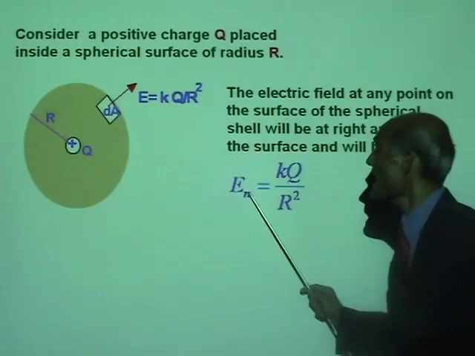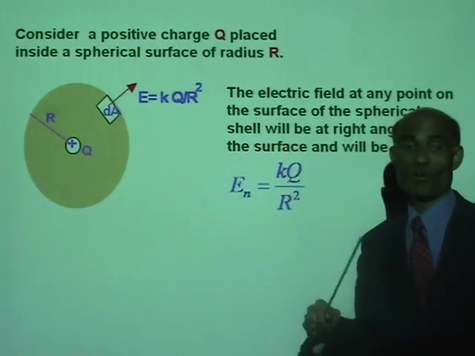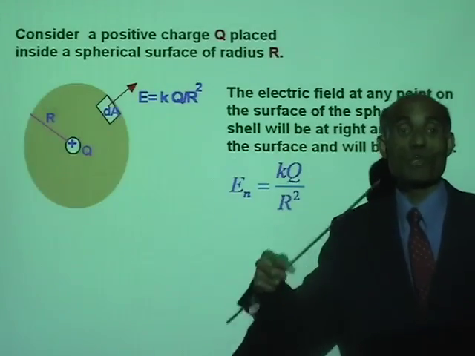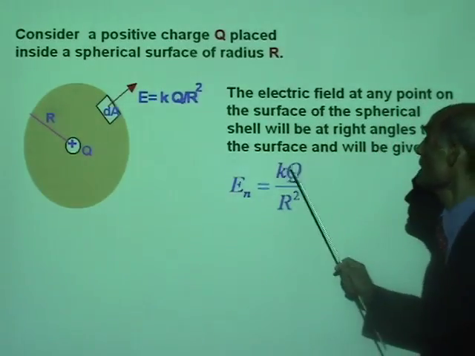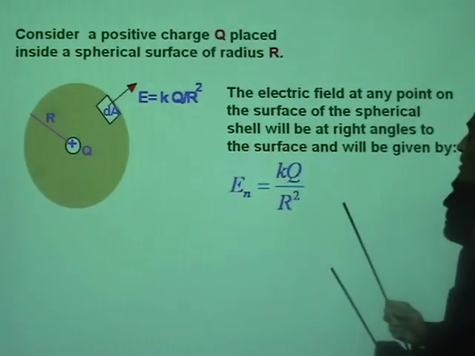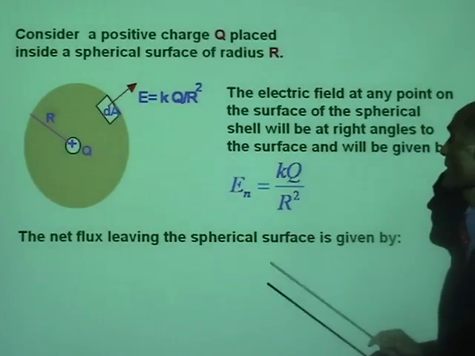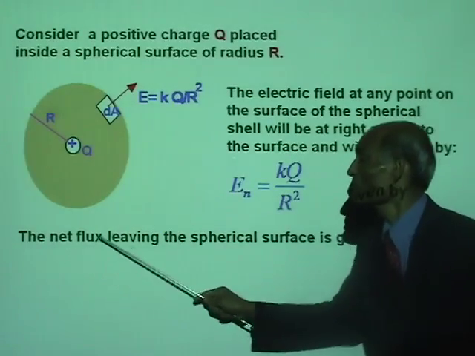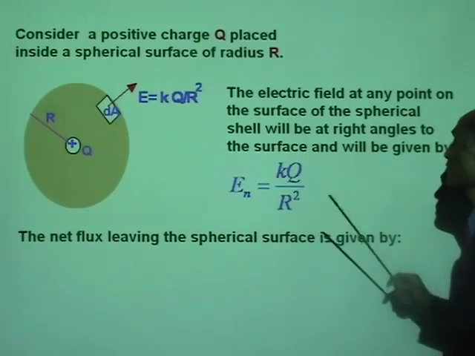So En, what does En stand for? It stands for the normal electric field, equal to kq over r squared. Now, what is the net flux leaving the spherical surface?